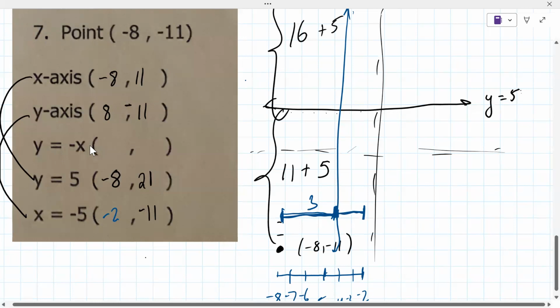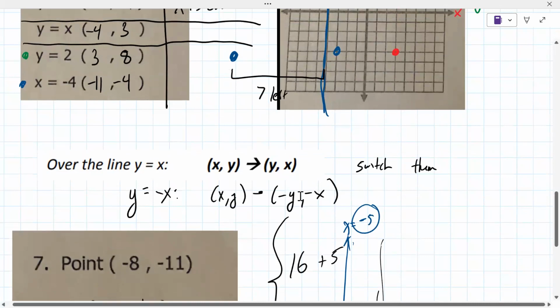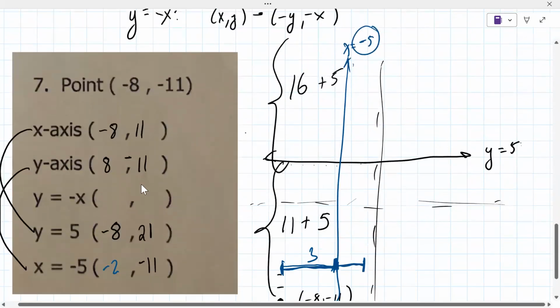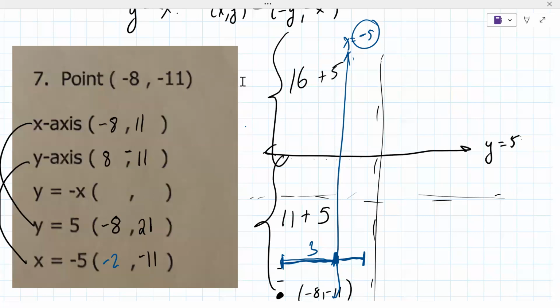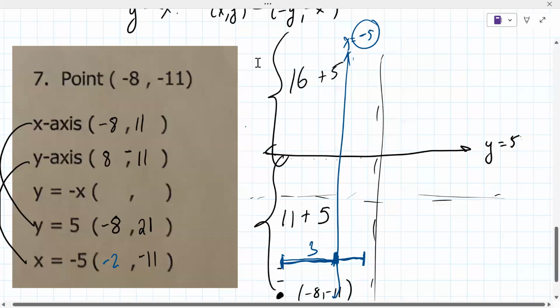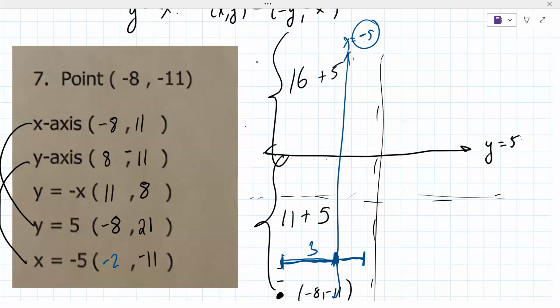Okay. Now the last one here is y equals minus x. Thank goodness I threw that in here. You didn't have that, but you flip x and y and then you negate them. So if they're negative, they become positive. If they're positive, they become negative. You have to flip the x and y values of the original, and then negate them. So what goes here? 8, 11. You flip them, switch them first. Oh, yeah, right. So 11, 8. 11, 8, yeah. Okay.